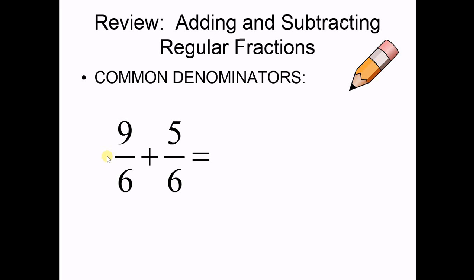So, let's review. When you have a common denominator, that's all we're going to look at today, common denominators. If you have a common denominator, you're just going to add the numerators and keep the denominator. So 9 plus 5, well, that's 14. Keep the denominator, 6. But now, don't forget, always simplify. So 14 over 6 is 7 over 3. Nice and simple. Make sure you simplify, all right?